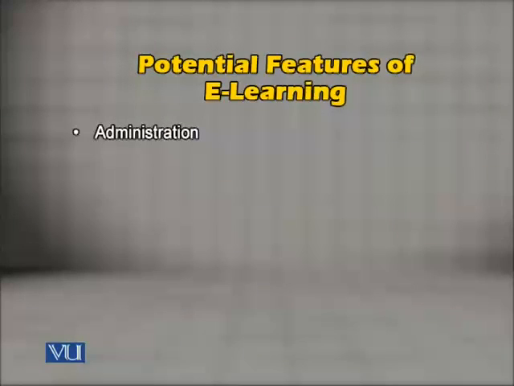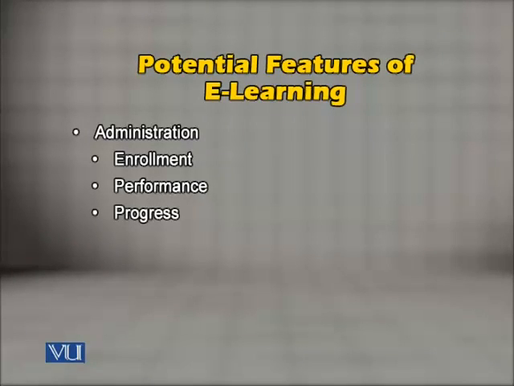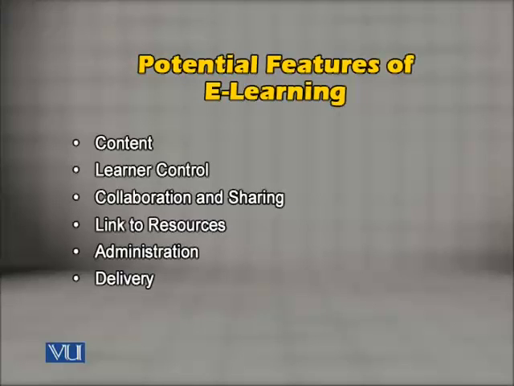And finally, the category of administration, that can include a number of features. So you can enroll online, so that can improve the administrative processes. Then your performance can be monitored online, your progress can be monitored online, and then assessment can be made online. So all these possibilities are there if you are delivering training over the internet, if you are developing an e-learning program. So all these are the potential features that can be added into an e-learning training program.